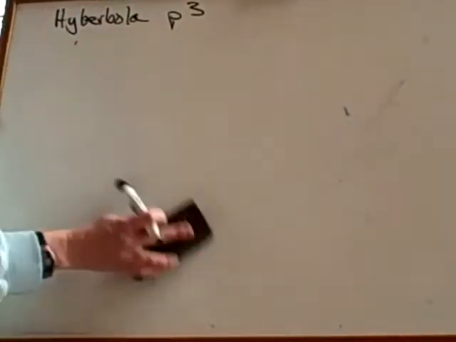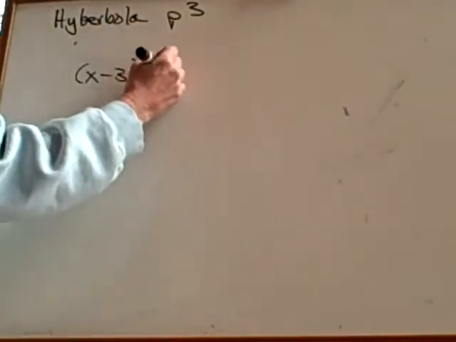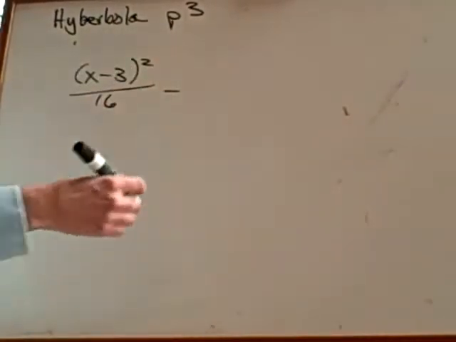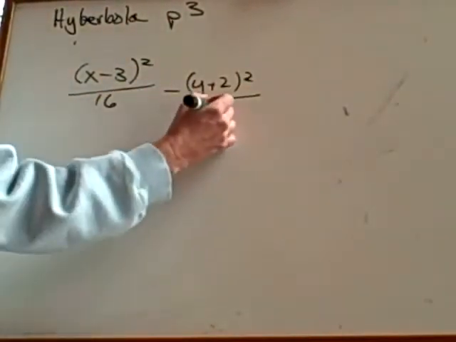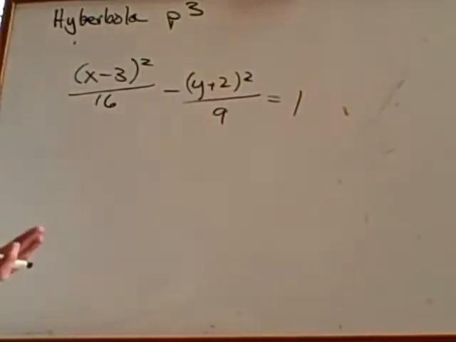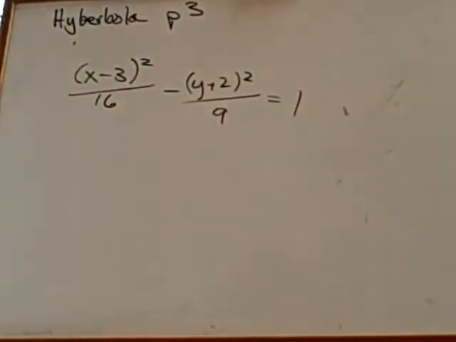Excellent. We are going to skip down to sketching the graph. Let's look at this example here, which is (x minus 3) quantity squared over 16 minus (y plus 2) quantity squared all over 9 equals 1. You should be able to tell just by looking at this equation that it is a hyperbola. The two big keys, the minus sign and the 1. Now, just by looking at it, you should be able to tell what your transverse axis is.